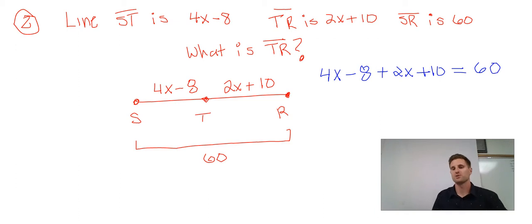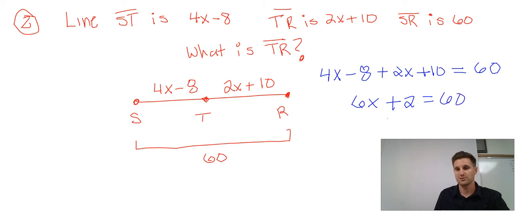Now we use some algebra. This is going to be 6x plus 2 equals 60. Subtract 2 on both sides. We're going to get 6x equals 58. And then we're going to use our calculator here and divide this in. And this is not going to end up super good, but we're going to get x equals 9.6 repeating.